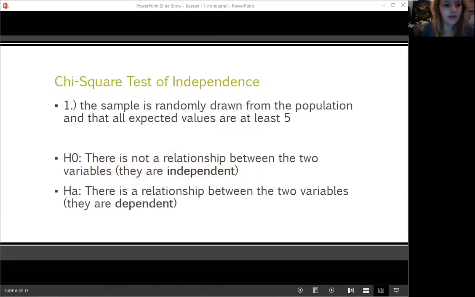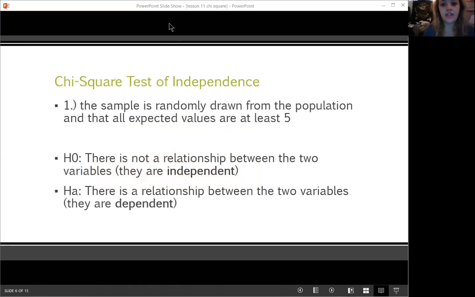Okay, so now let's walk through the steps for an actual chi-squared test of independence, the different 5 steps for a hypothesis test here. So our first step, remember, we have to make sure that the conditions are met, and then we're going to go ahead and write our null and alternative hypotheses.